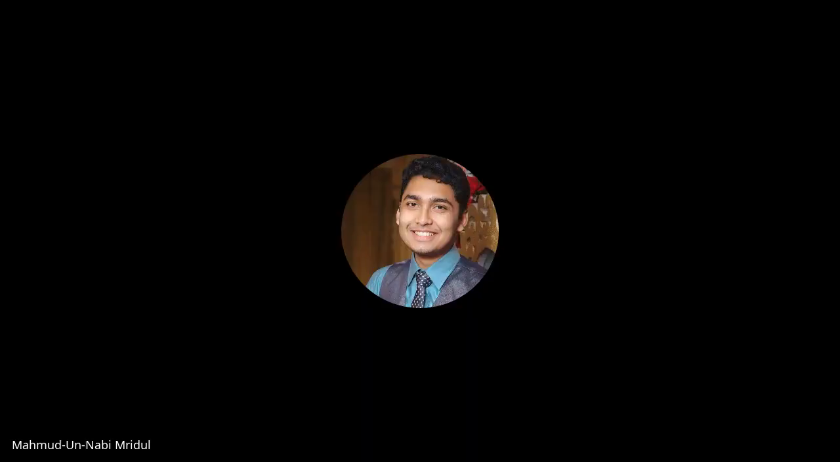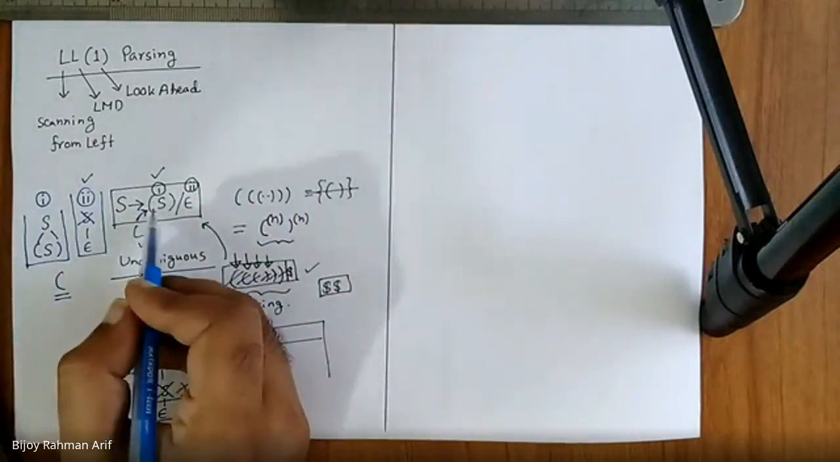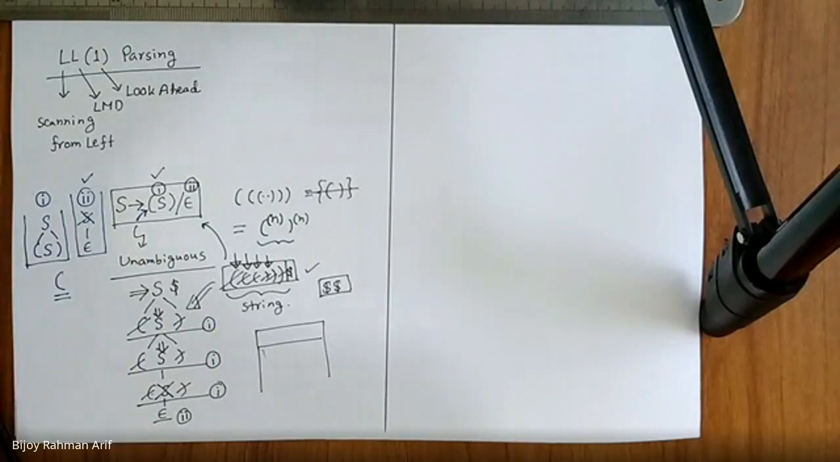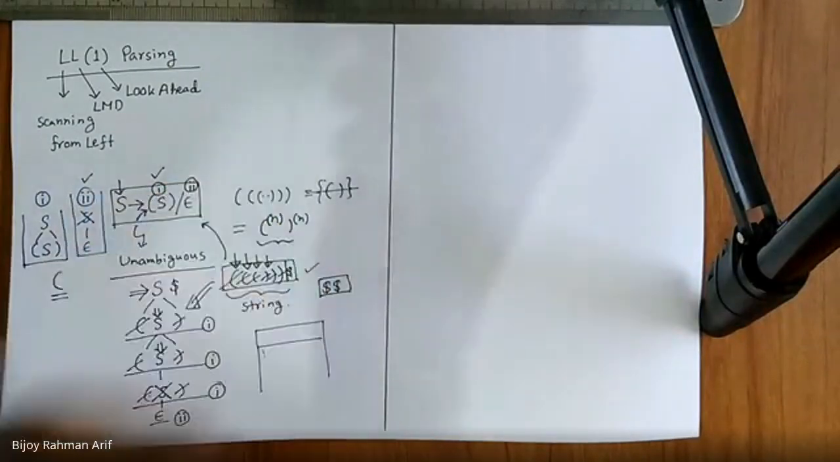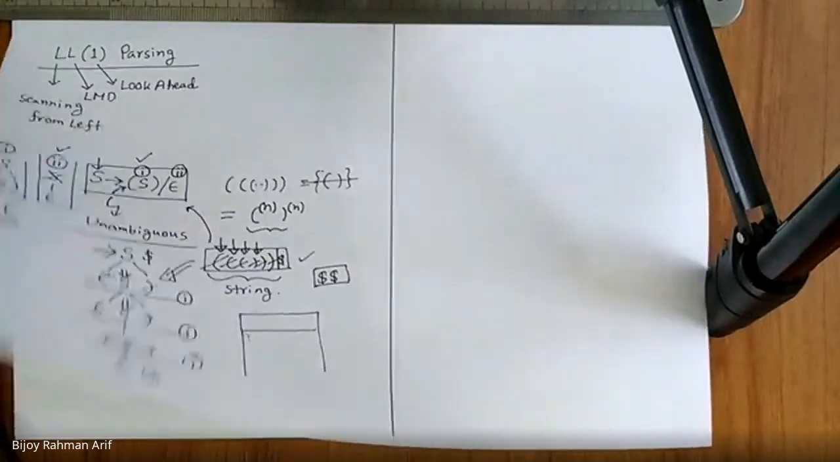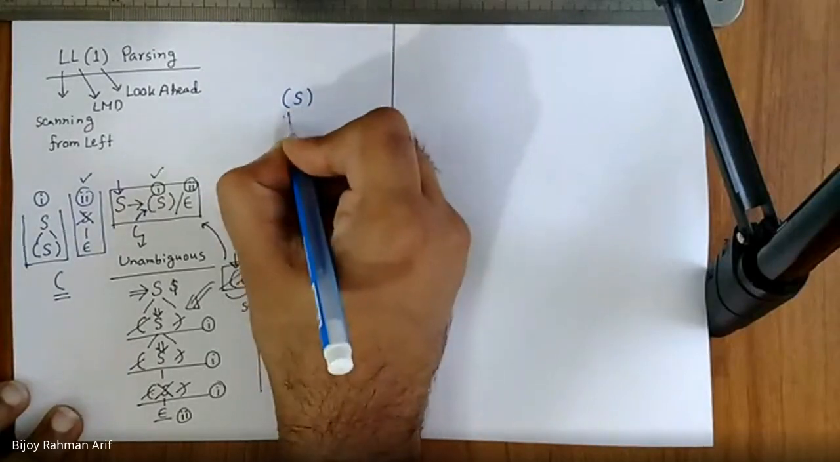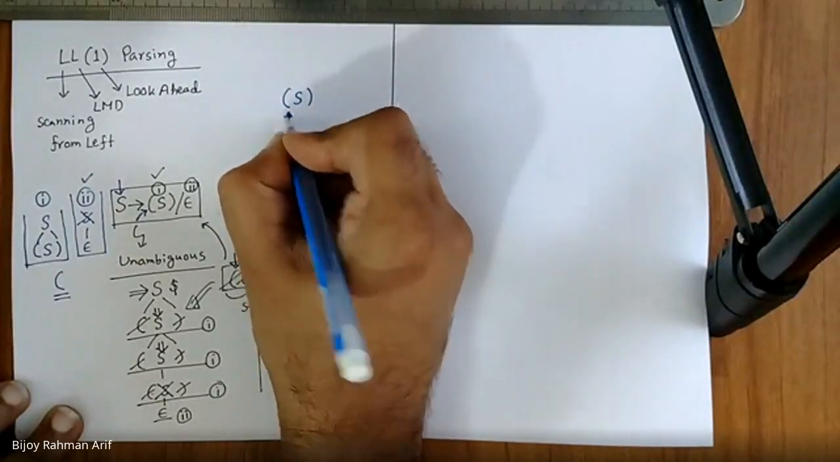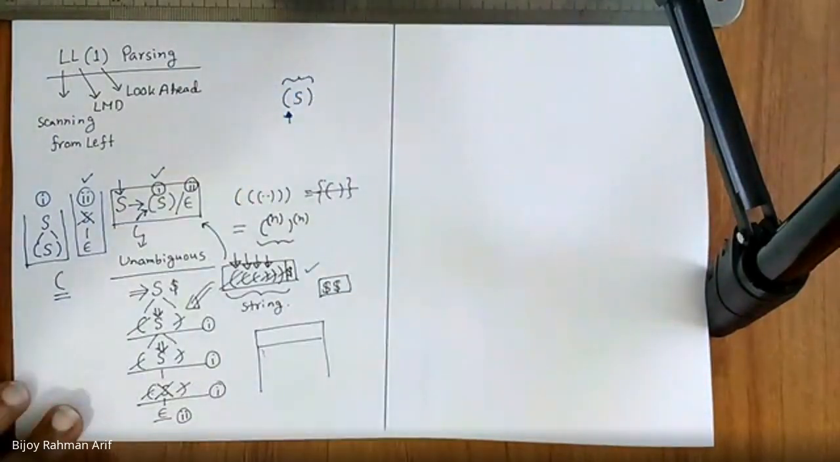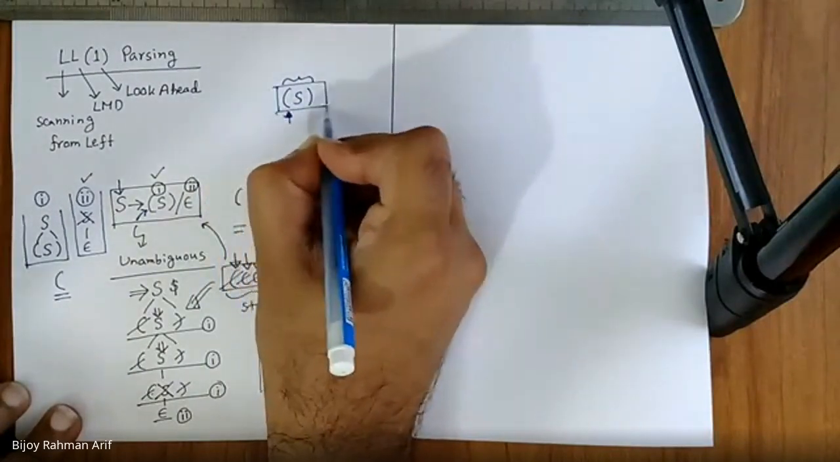Yes, sir. Now, what is this open parenthesis actually? It is a terminal, but it has a relation with S. What is that? This one has a special property. It is a terminal, of course, but it has a special property. What is that? If you consider this thing, then what is the first of this? Open parenthesis.